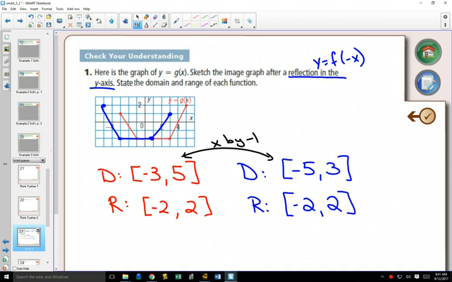Okay, questions for practice on this one? R3 and 13.